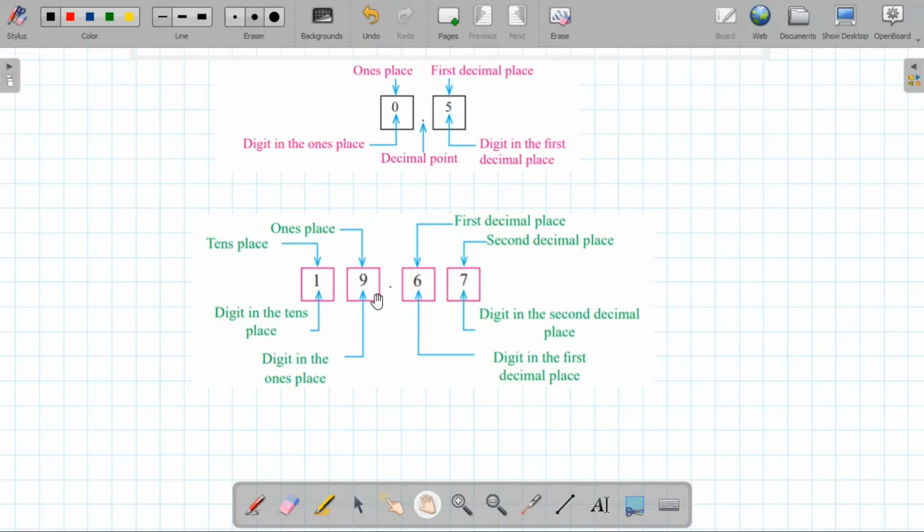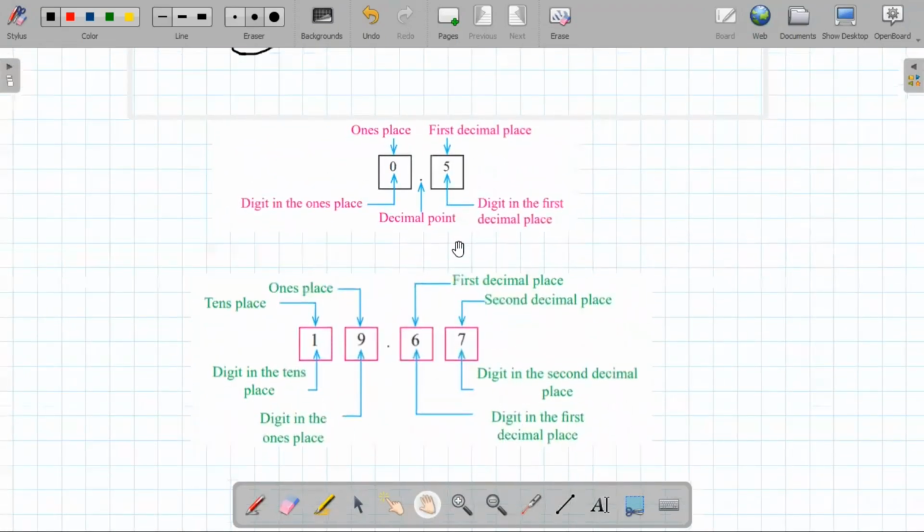So ones place, tens place, hundreds place. Likewise, you can go on in this direction, and in the other direction, first decimal place, second decimal place, third. From the right hand side of the decimal point, it becomes first decimal place, second decimal place. From the left hand side of the decimal point, we take the place values and digits as we learned in the previous lessons, right? So ones place, tens place, likewise.